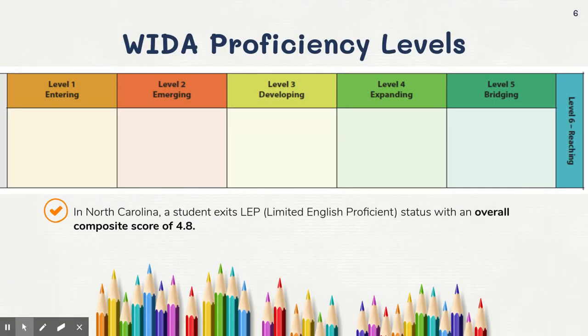WIDA proficiency levels range from level 1 entering to level 6 reaching. 6 is the highest a student can go in any of the 4 domains: listening, reading, writing, and speaking. In order to exit, a student needs a 4.8 composite score. That's a 4.8 overall. We have students who've had 4.6, 4.7. They cannot exit until they have a 4.8 composite.